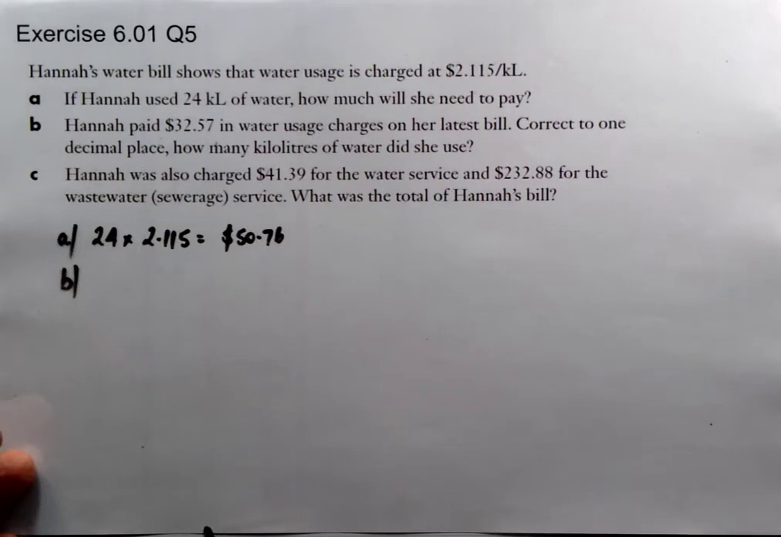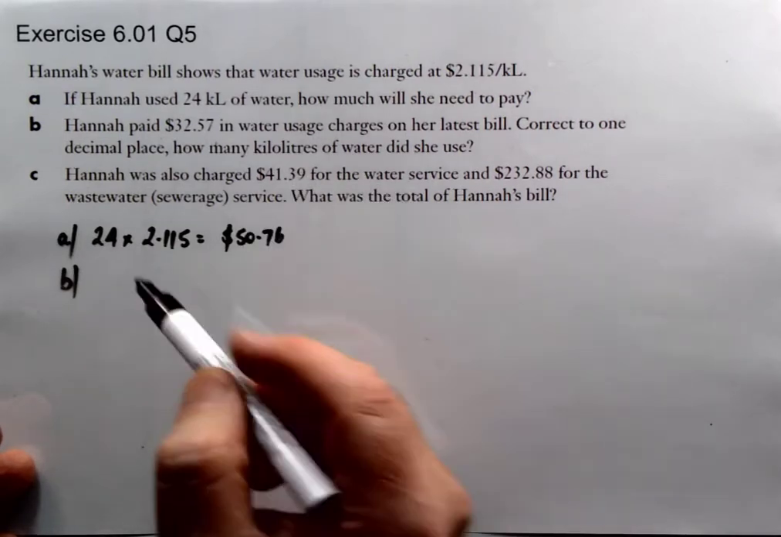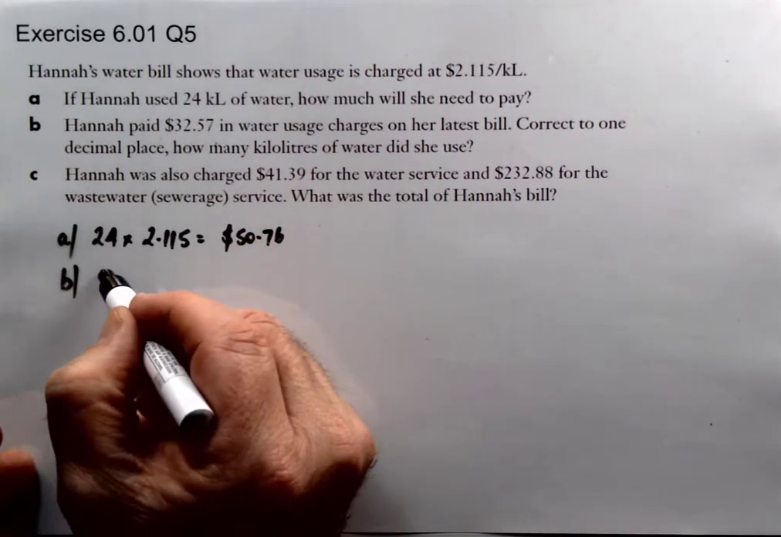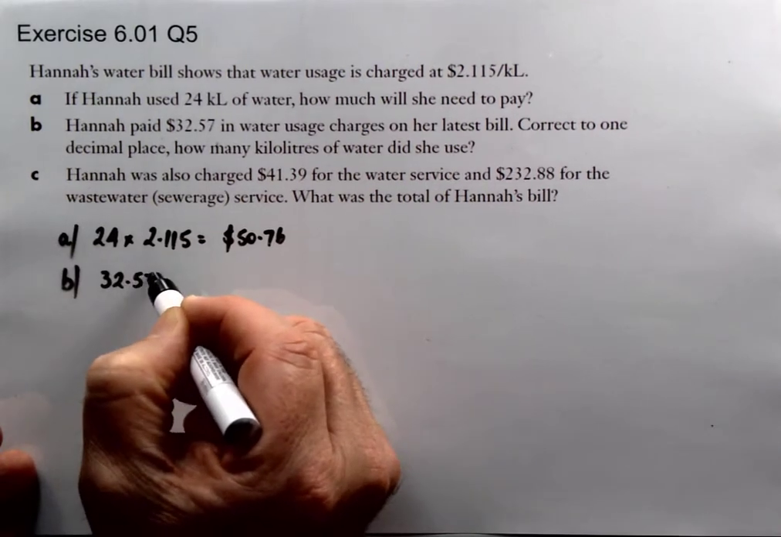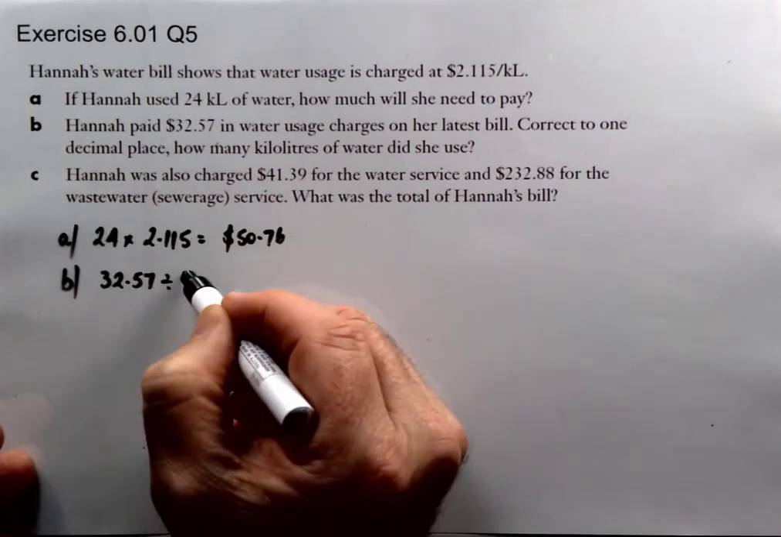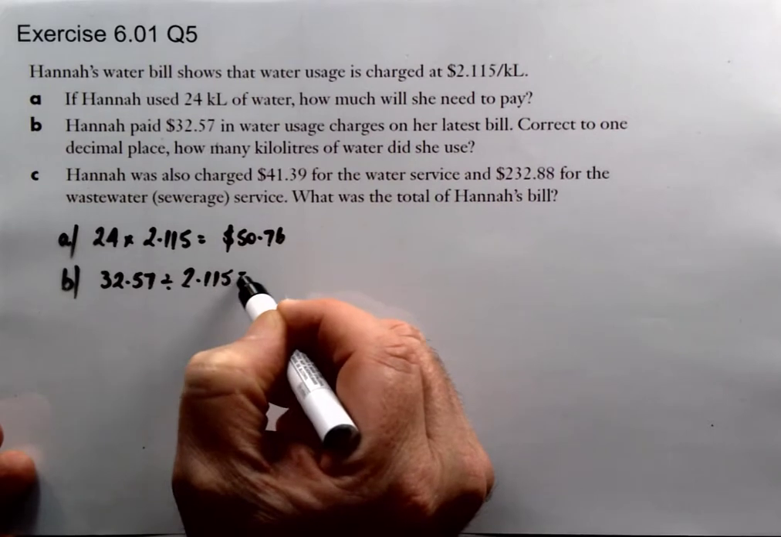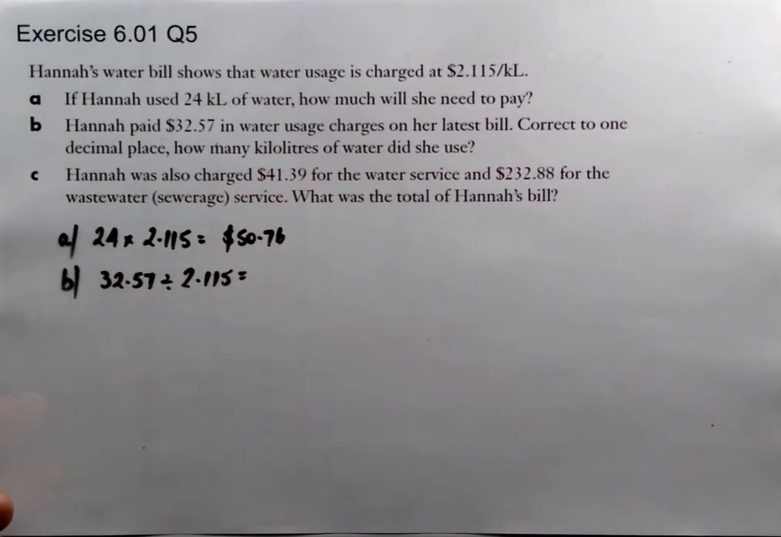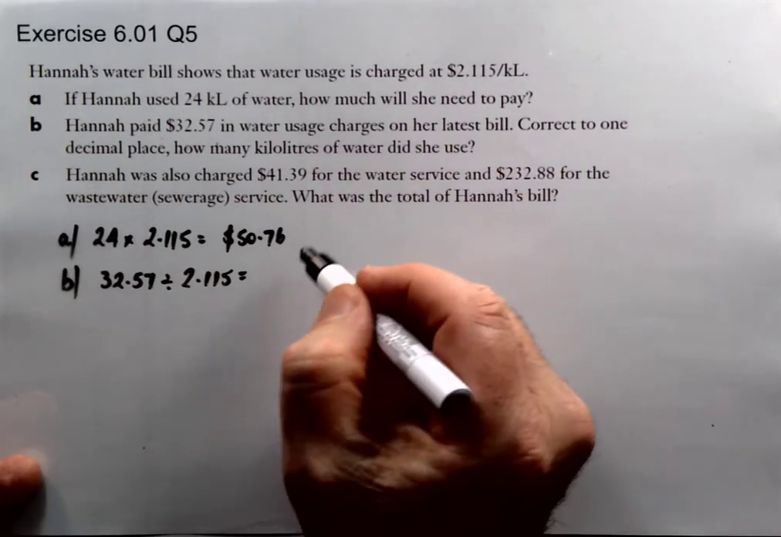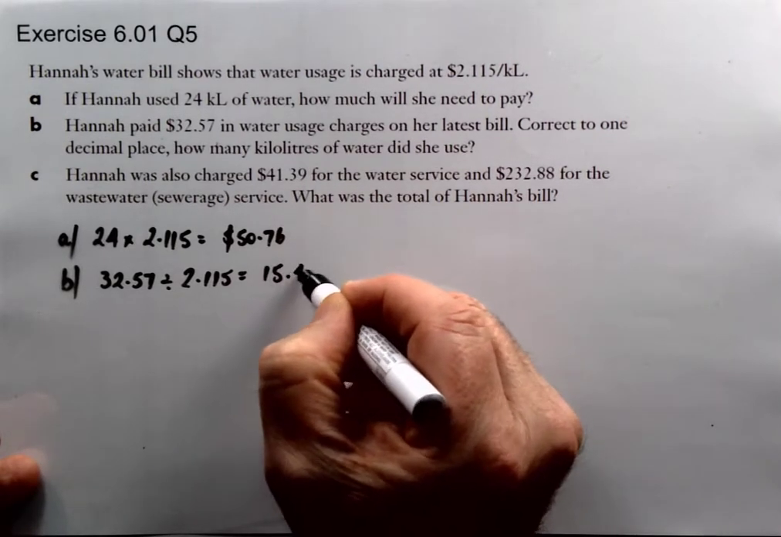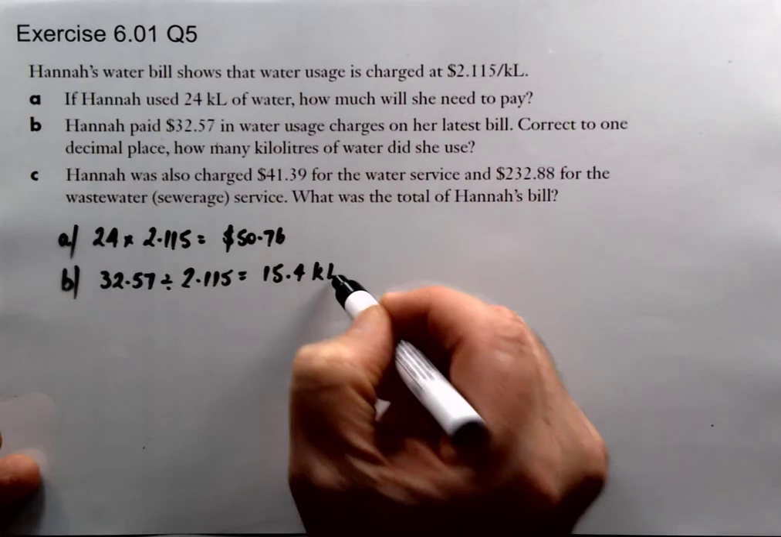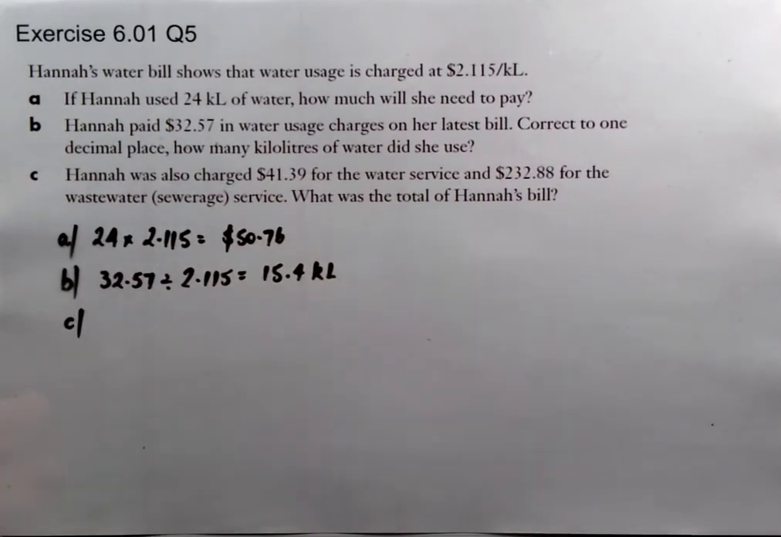Part B, now Hannah actually pays that much in water usage charges on her latest bill. Correct to one decimal place, how many kilolitres of water did she use? So this time we're going to take the amount she was charged, divide it by the rate per kilolitre, and that will tell us the number of kilolitres that we used. So to one decimal place, we'll get 15.4, and that's in kilolitres.